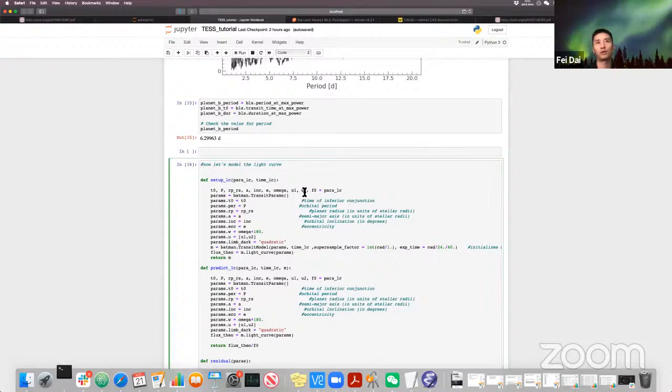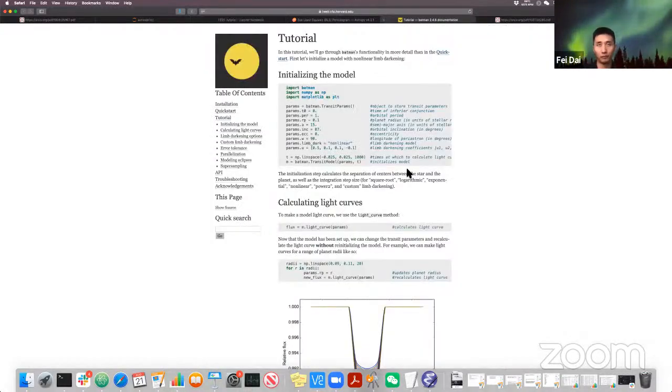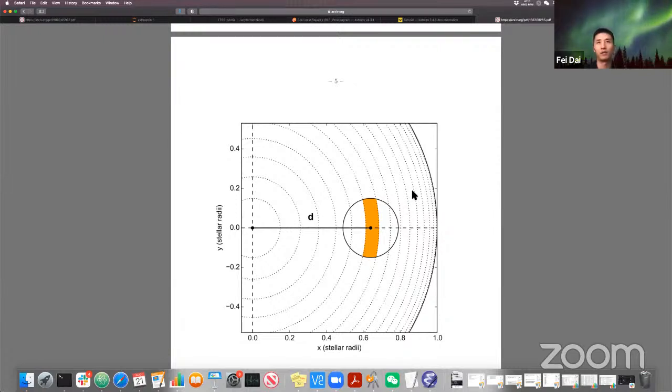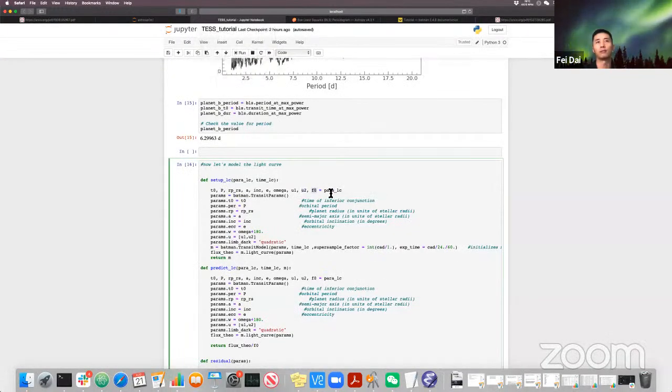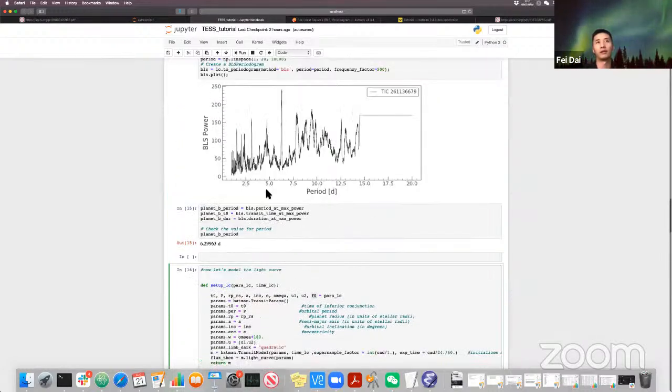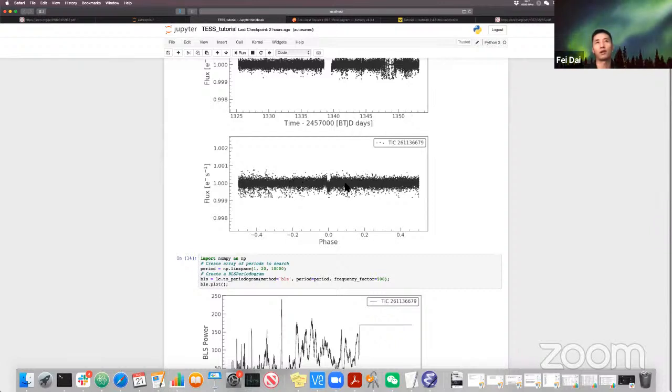And these u1 and u2 parameters are the so-called limb darkening parameters. These quantify how dim the star gets if you compare the center of the star to the limb of the star, due to the limb darkening effect I explained earlier. And this f0 parameter is basically a constant flux, meaning the flux outside the transit has some constant level, and we want to fit for that too.